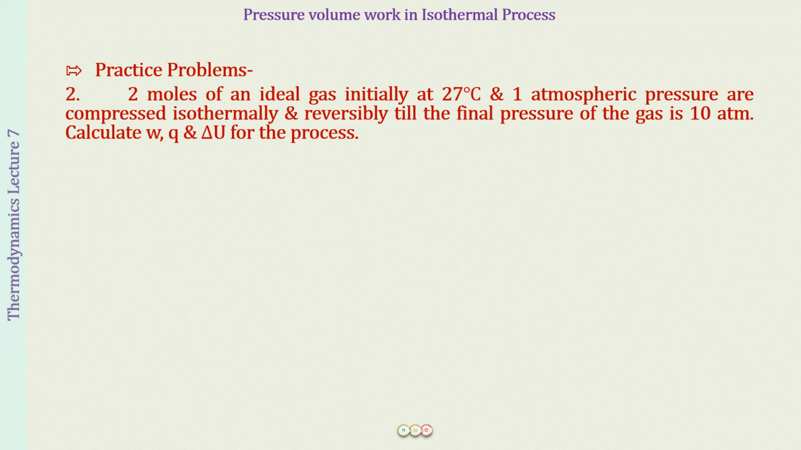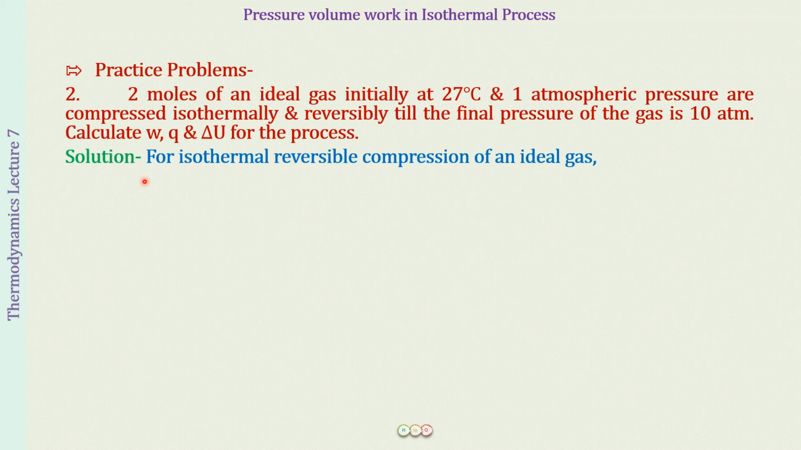Now the next question is that we have 2 moles of an ideal gas which is initially at a temperature of 27 degrees Celsius and 1 atmospheric pressure, and this is compressed isothermally and reversibly till the final pressure of the gas becomes 10 atmosphere, and again you have to calculate W, Q and delta U for the process. So again, what process is this? This is an isothermal reversible compression that is taking place.